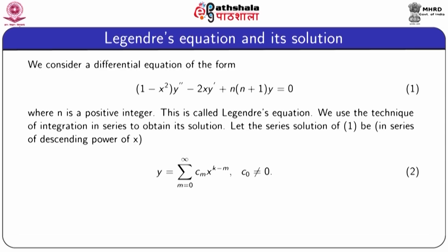Let the series solution of this Legendre equation be of the form y equal to summation m equal to 0 to infinity c m x to the power k minus m, where c naught not equal to 0. What we do now is substitute this solution in the Legendre's equation. That means we find the first derivative dy/dx and the second derivative d2y/dx squared, and put those values in this differential equation.